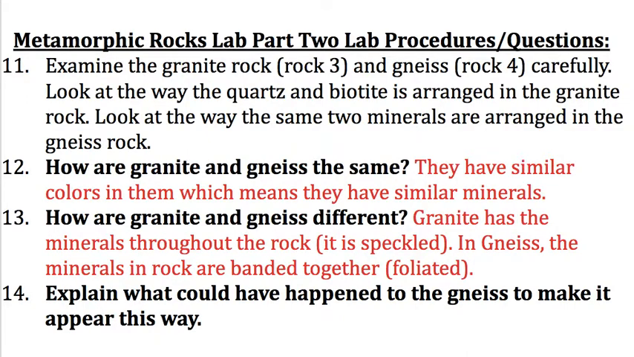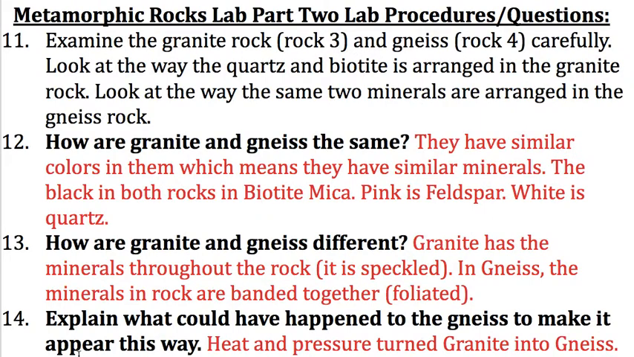Explain what could have happened to gneiss to make it appear this way. Well, heat and pressure turned granite into gneiss. So heat and pressure was put on the granite. The rock underwent metamorphism by the minerals kind of melting, becoming liquefied. They separate out by density. And when you put that pressure on it, that causes that banding. They get squeezed together, and therefore you have the rock gneiss.